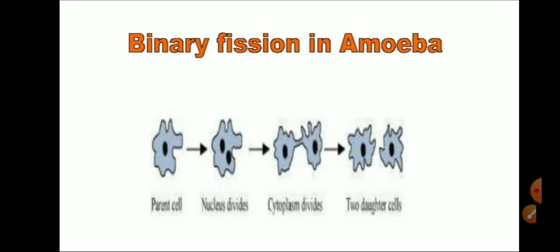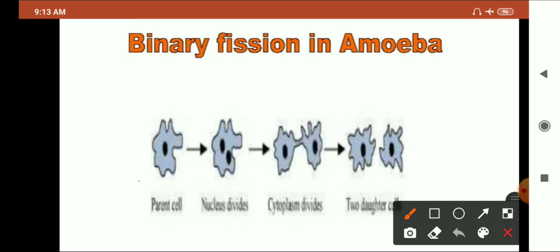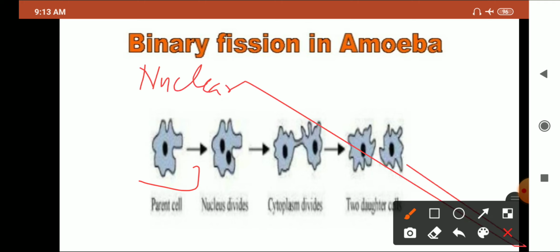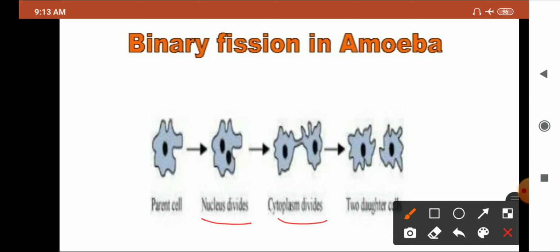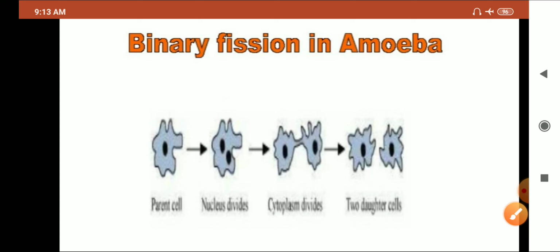Here you are able to see the diagram of binary fission in amoeba. First of all, we have the parent cell. This parent cell divides. In this case, first of all the nuclear division takes place. Then we have cytoplasmic division. First the nucleus divides, then the cytoplasm divides, resulting in the formation of two daughter cells.